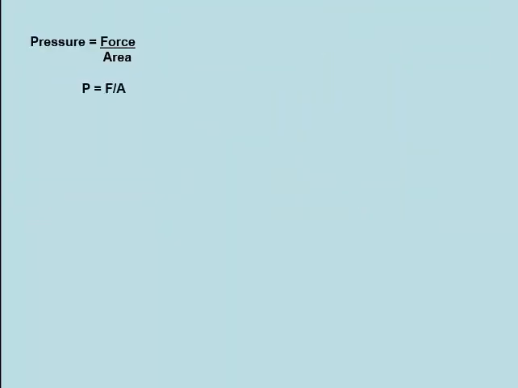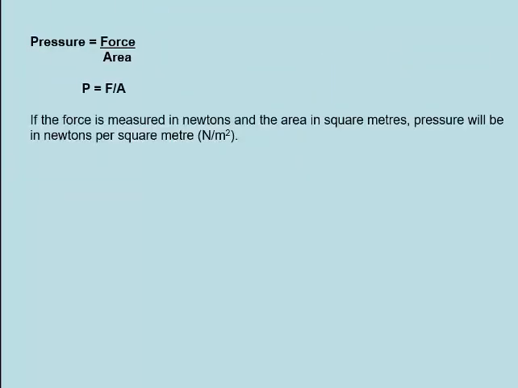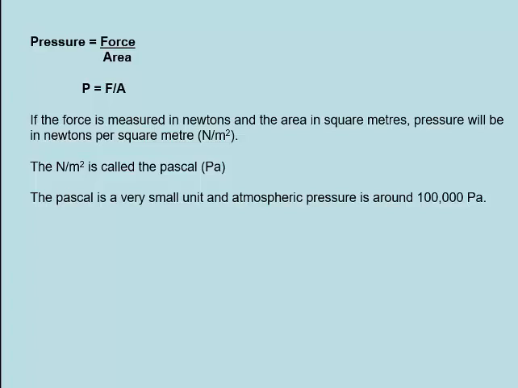Pressure is force divided by area, or P = F/A, and if the force is measured in newtons and the area in square meters, pressure is in newtons per square meter, but we give that a special name of the pascal, or capital P lower a, Pa. It's a very small unit, and atmospheric pressure is around 100,000 pascals. So 5 newtons per square meter, for instance, would be 5 pascals.